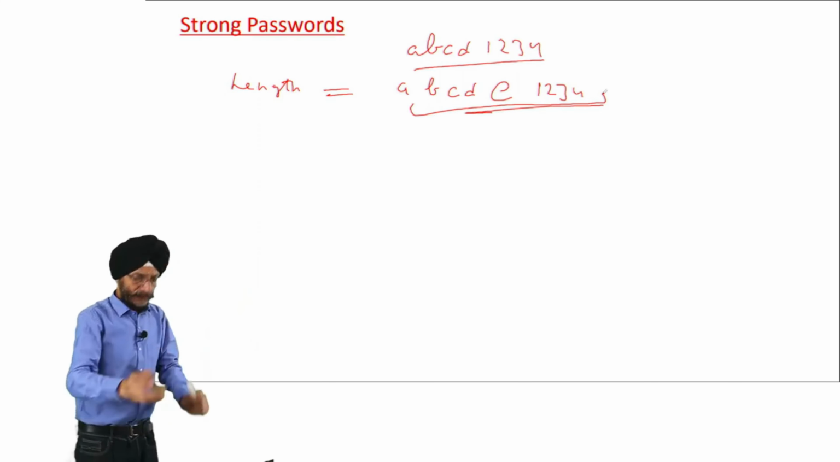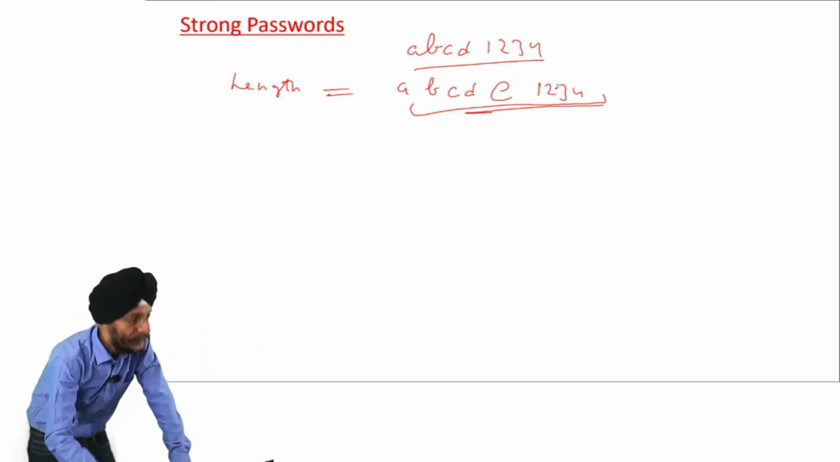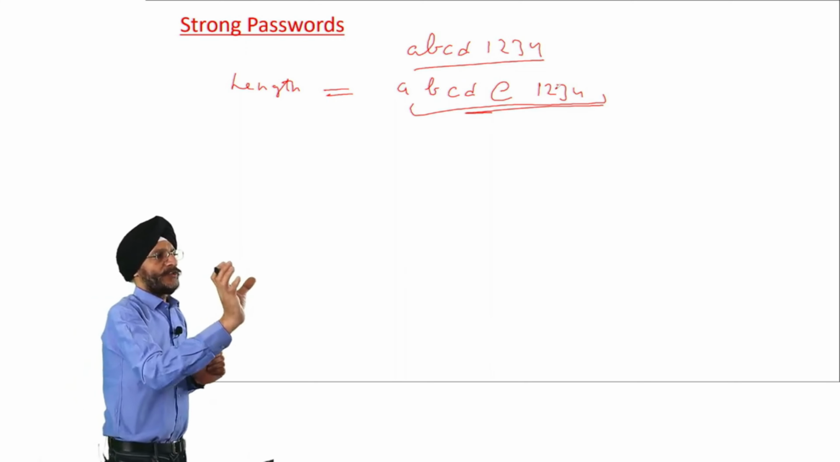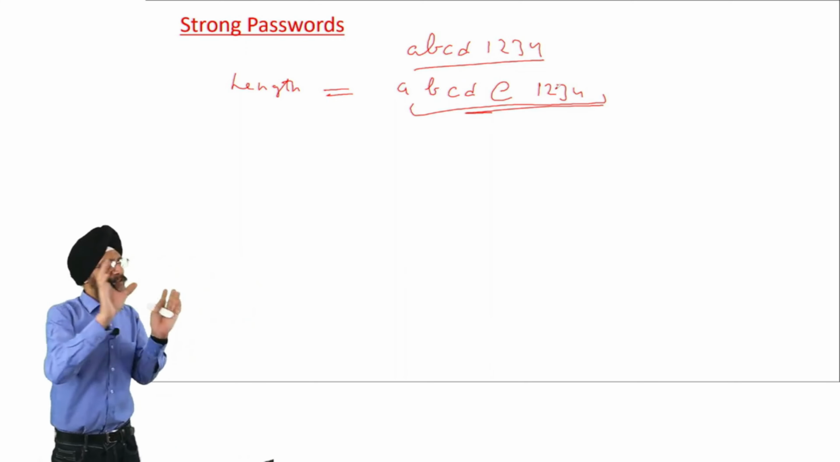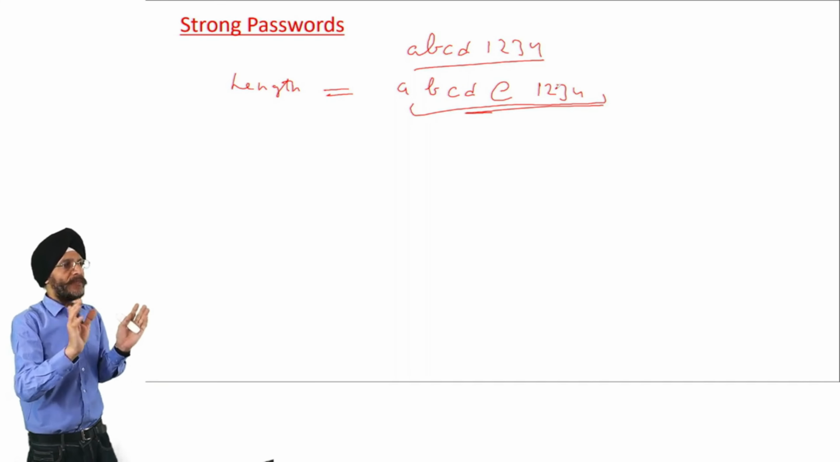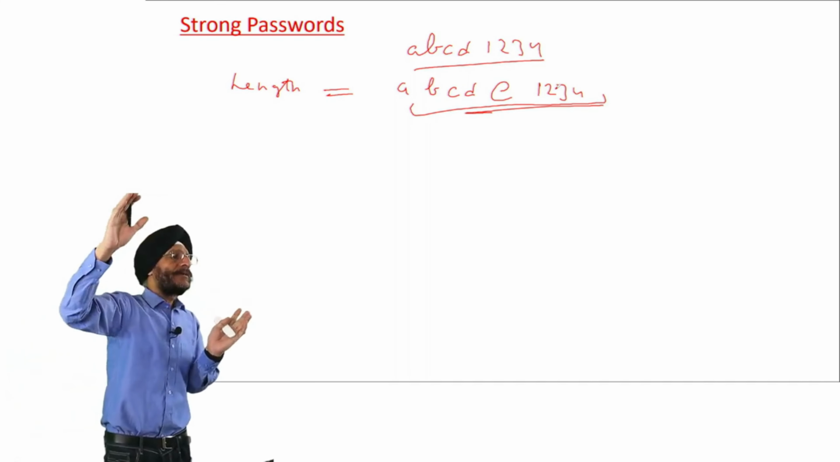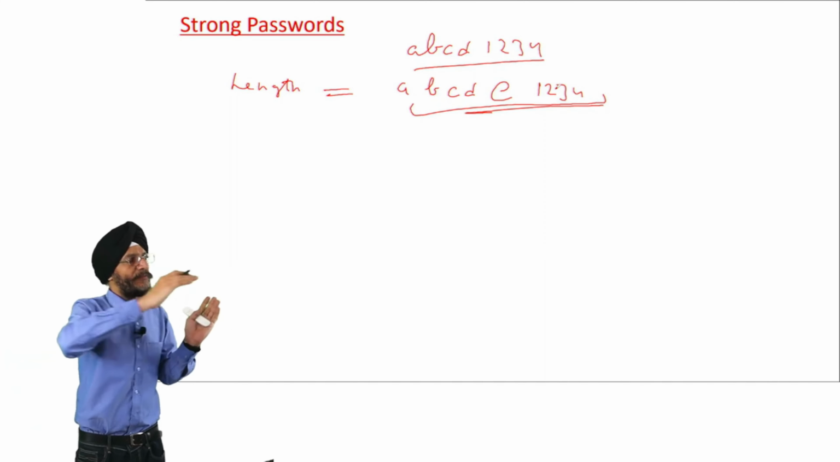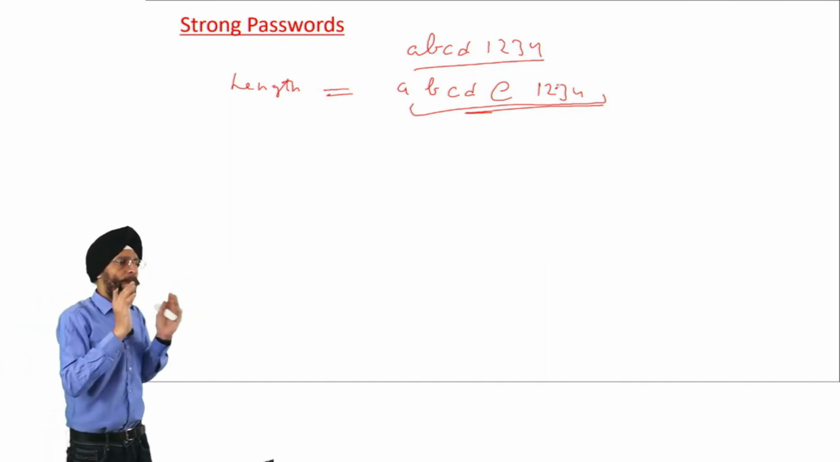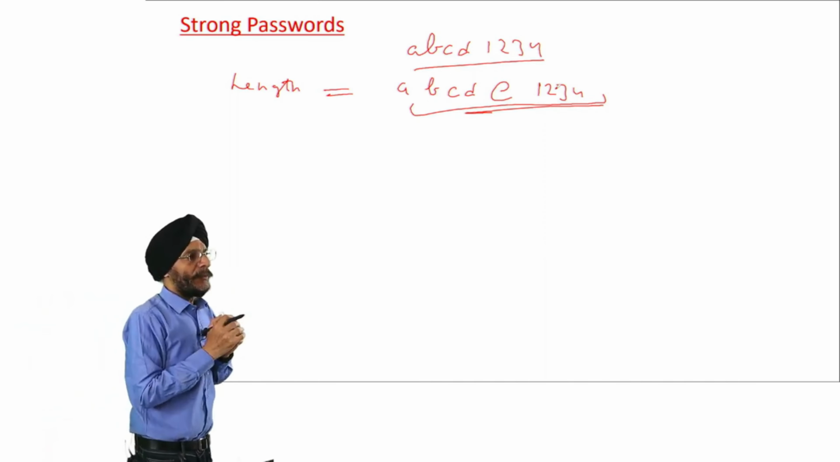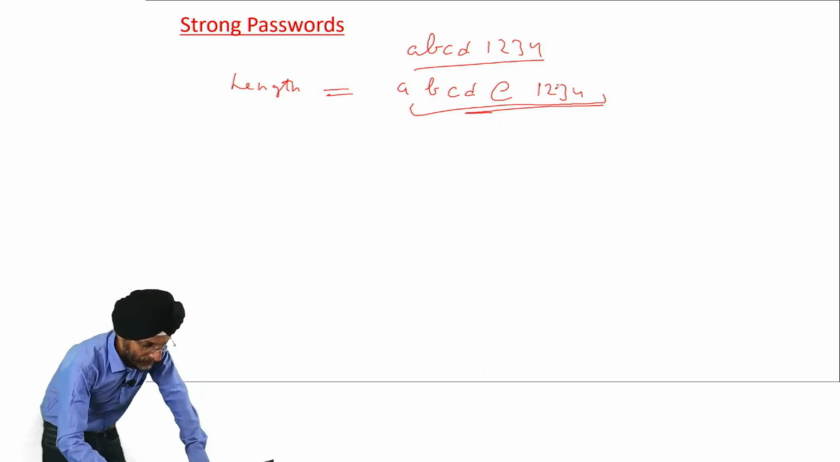The length of the password should be at least 8 characters long. The more characters, the better. But if we keep a very big password with very lengthy characters, it may not be easy for us to remember. Then we can make it complex.